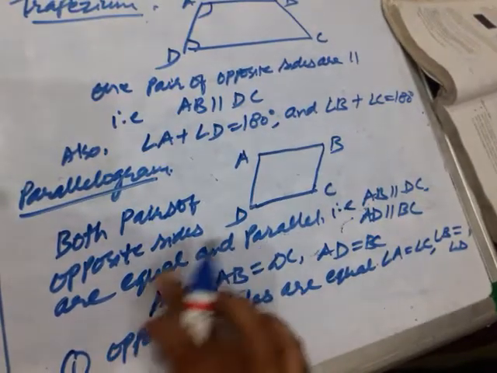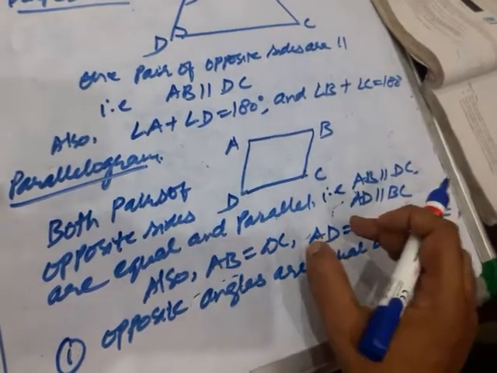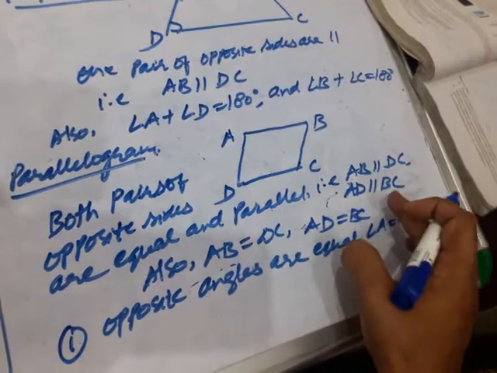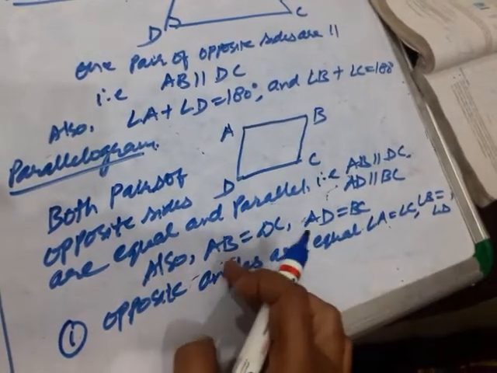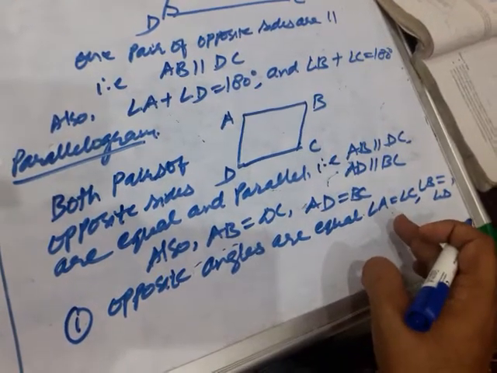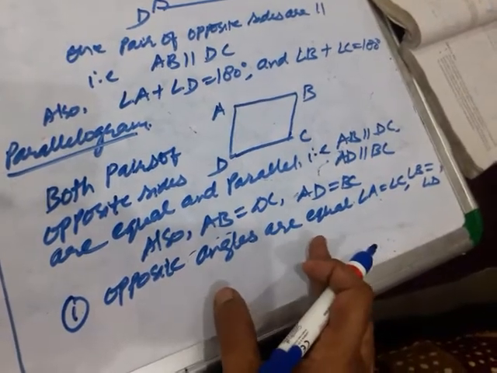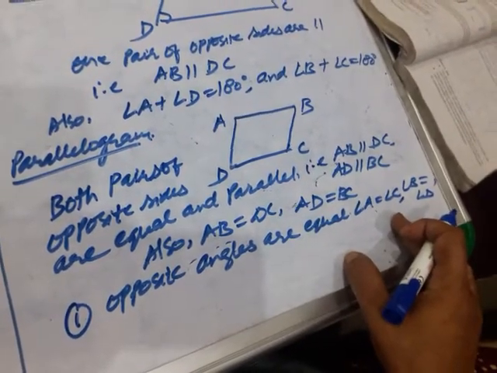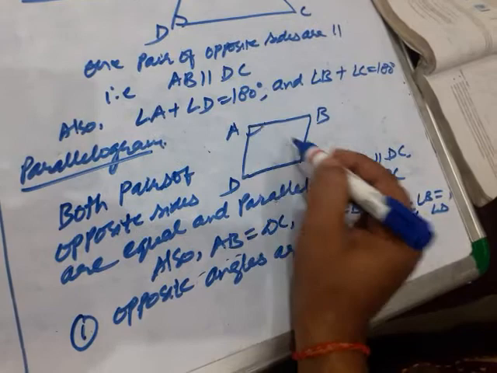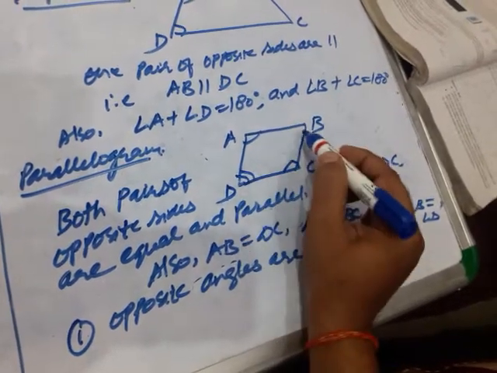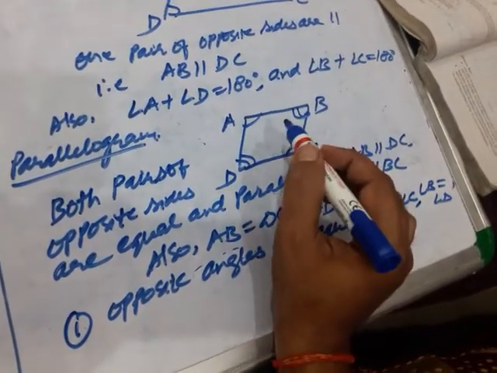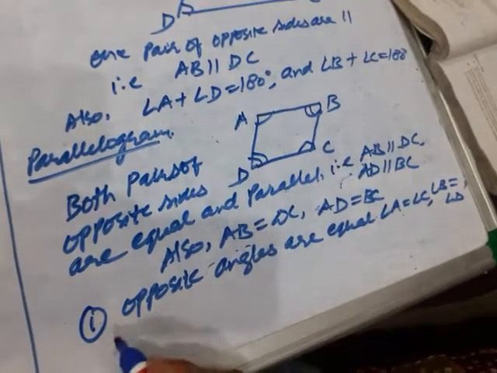So you have seen that both pairs of opposite sides are equal and parallel. That is, AB is parallel to DC, AD is parallel to BC, and also AB equal to DC and AD equal to BC. Opposite angles are equal. That is, angle A equal to angle C and angle D equal to angle B.